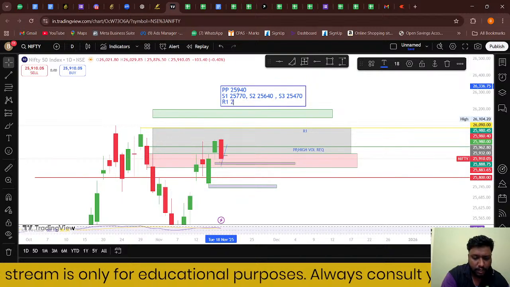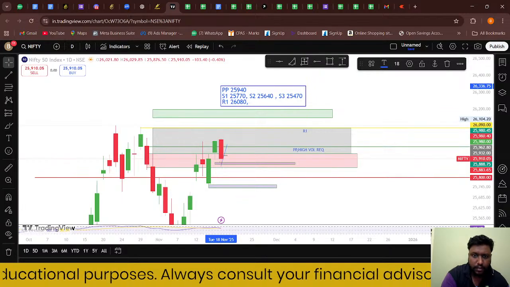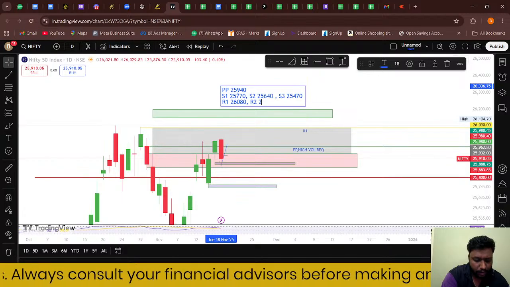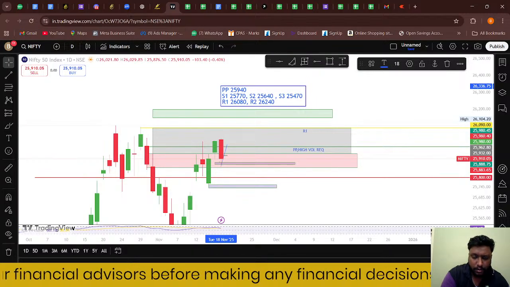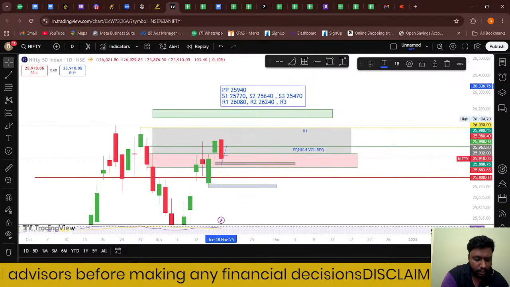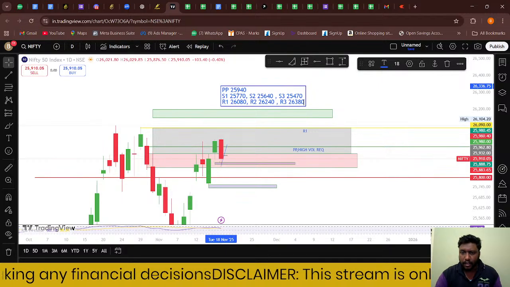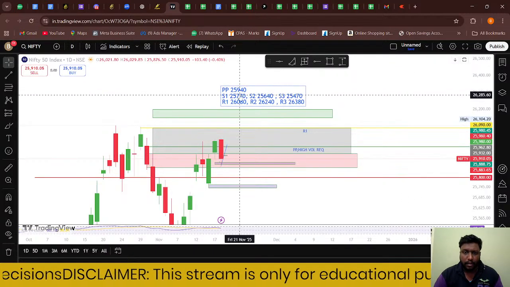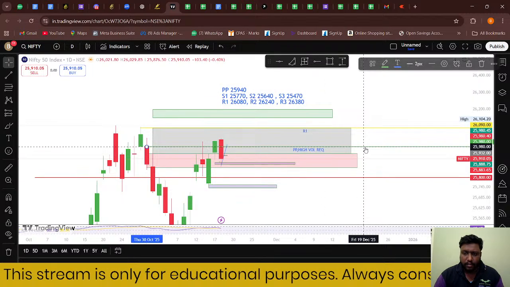Resistance 1 lies at 26,080. This is the first resistance point, and R2 will be at 26,240. 26,240 will be the second resistance, and third resistance will be at 26,380. So these are the three support and resistance levels with respect to our pivot point, which is at 25,940. Let's mark this out quickly.